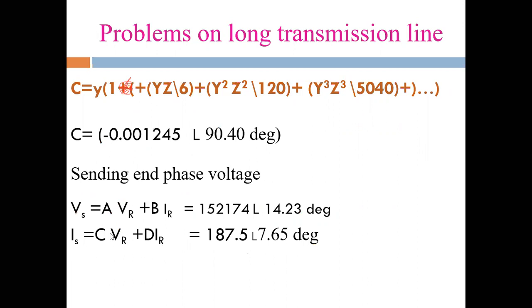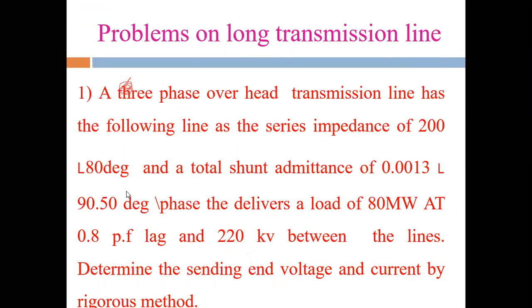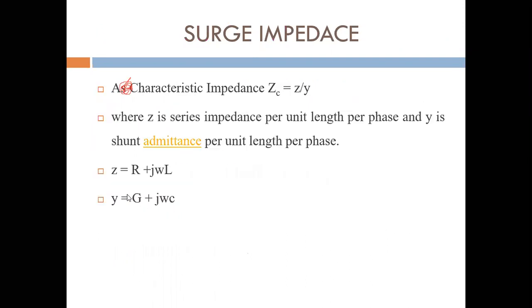After that, we simplify those values, and then we obtain Is is equal to 187.5 at an angle of 7.65 degrees. These are the values for the sending end voltage and the sending end current. This is the solution for that problem.